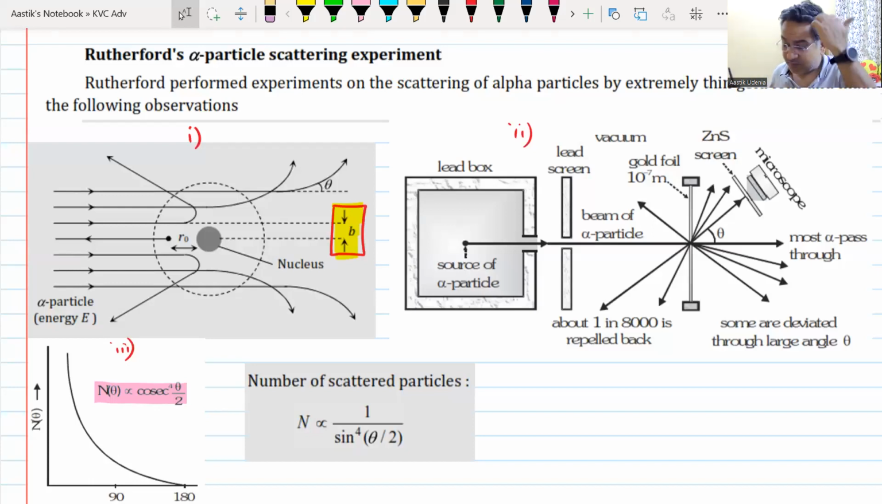Remember, in the diagram, you have to know two things. One is the impact parameter B, and one is this R naught. Note down these two things. This is a very good diagram explaining everything that is going to be asked.